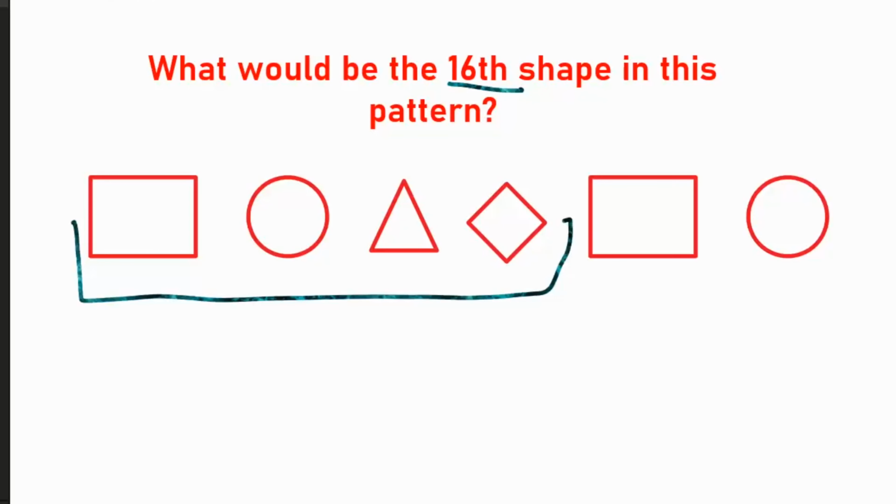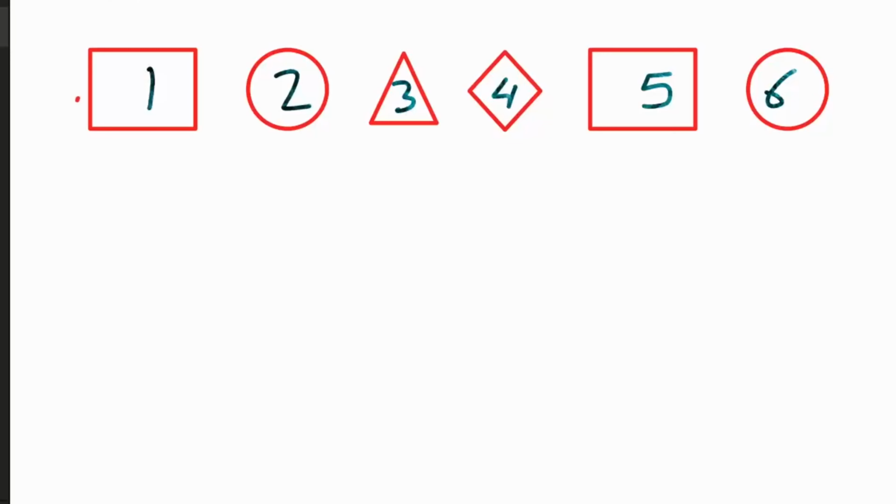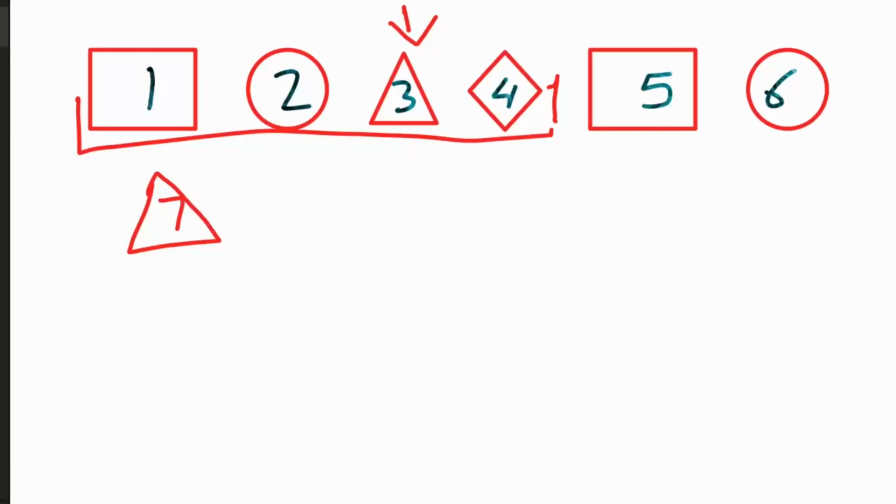Now, to figure this out, we need to keep repeating the pattern until the 16th shape. Like I told you again, the main pattern is this, and it starts repeating from here. So, because there's a rectangle, then a circle, we need to repeat this pattern from the triangle. So the 7th shape would be a triangle. The 8th shape would be a diamond.